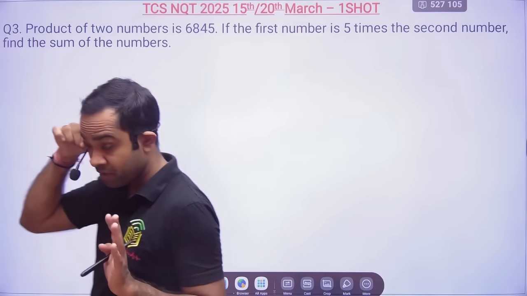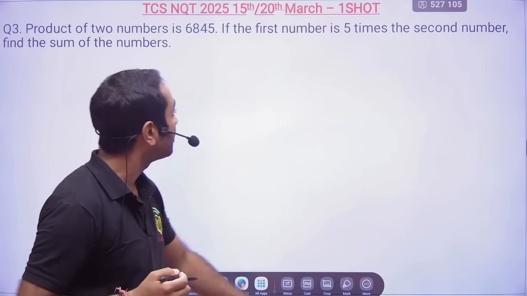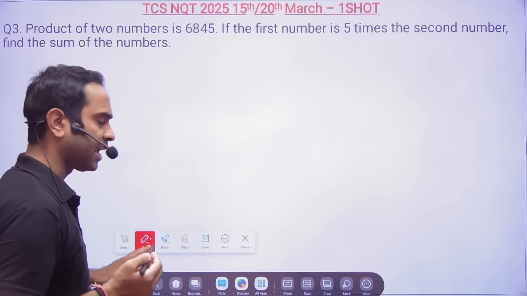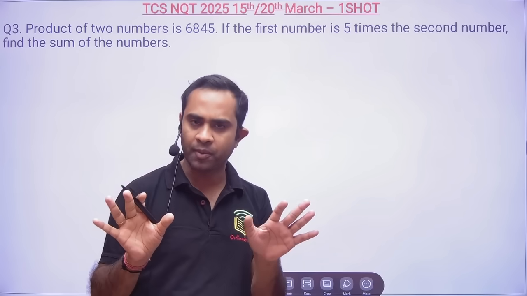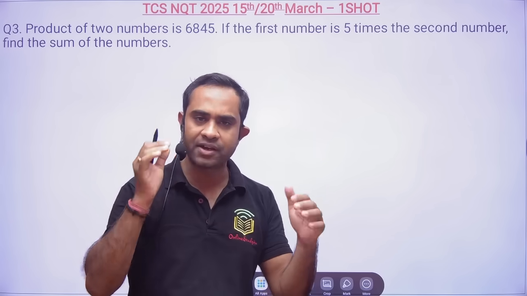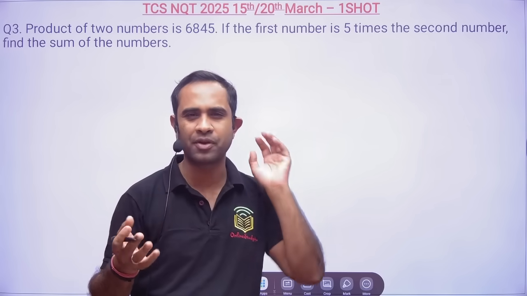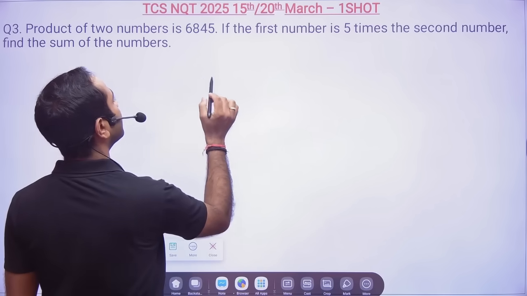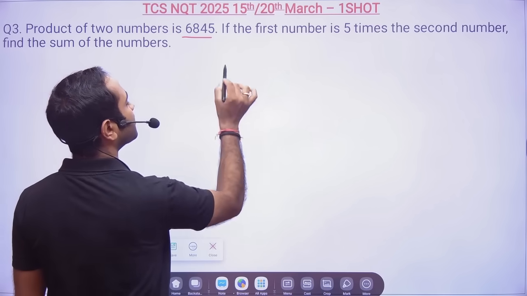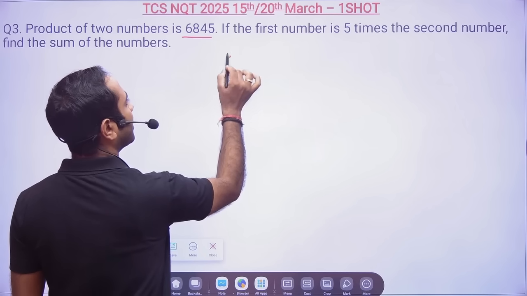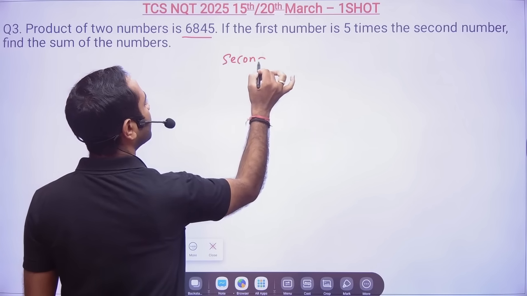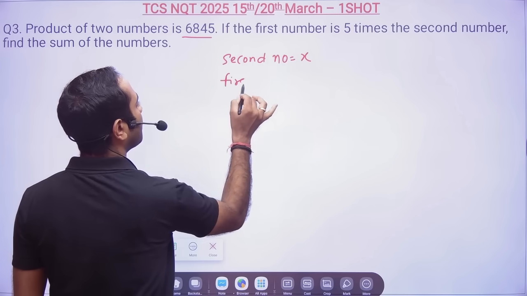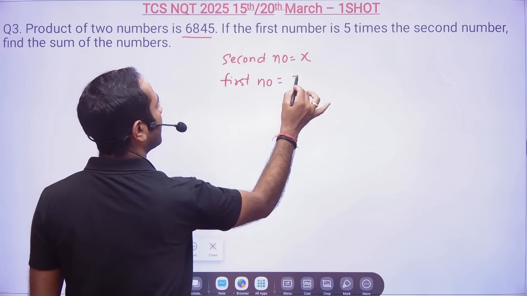Okay, now this question is, the product of two numbers is 6845. Friends, there might be some difficult problems also, but whatever questions a student told us, these are memory based, so they were able to remember this many questions, and that's what we have solved. The product of two numbers is 6845, if the first number is 5 times the second number. So the second number is nothing but x. So what will be my first number? My first number is 5 times, so it will be 5x, correct?